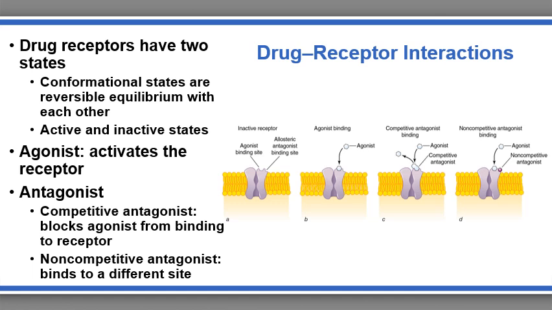And you have two different types of antagonists. You have a competitive antagonist, and that blocks an agonist from binding to a receptor. And then you have a non-competitive antagonist, which binds to a different site.